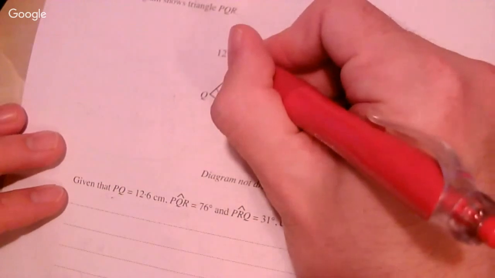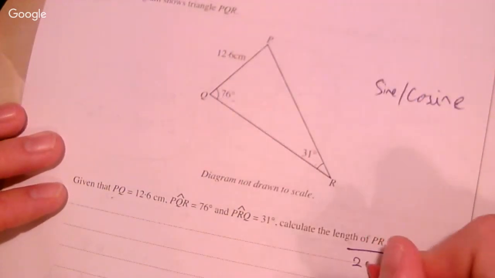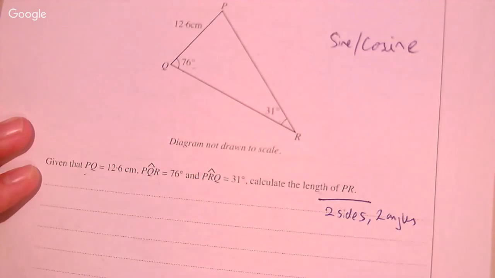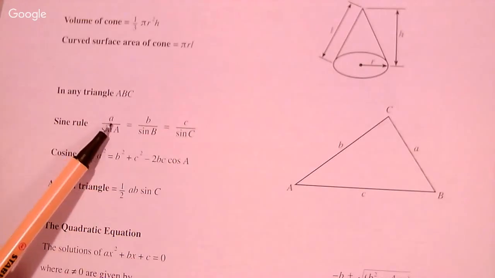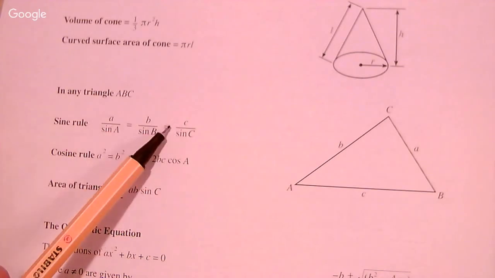So I've got one side and 2 angles, and I want to know another side. So by the end of the question, 2 sides and 2 angles. That is telling me to use the sine rule. Okay, so it's a case of scanning back to the formula sheet if you're unsure. Now it's got sides over the angles there, so A over sine A, B over sine B, C over sine C. That's great for when I'm finding a side.